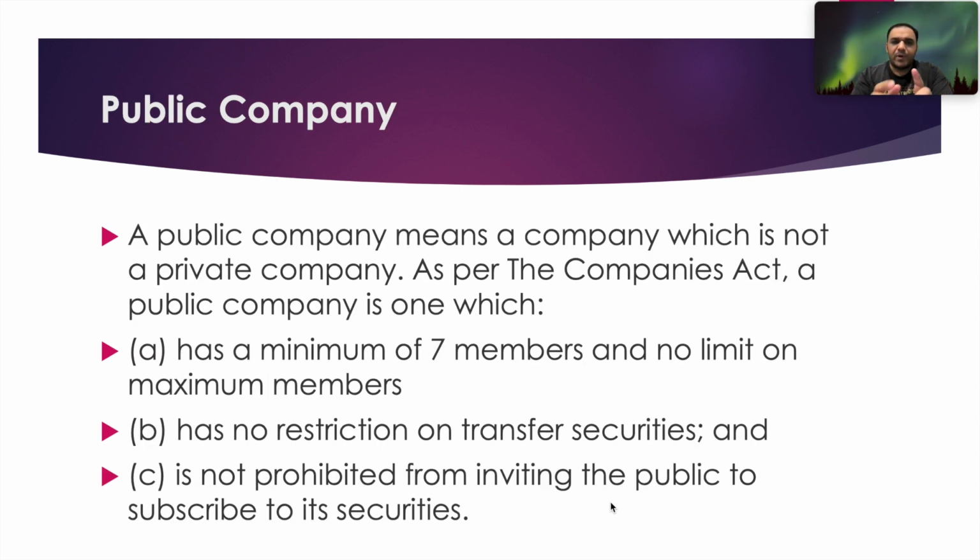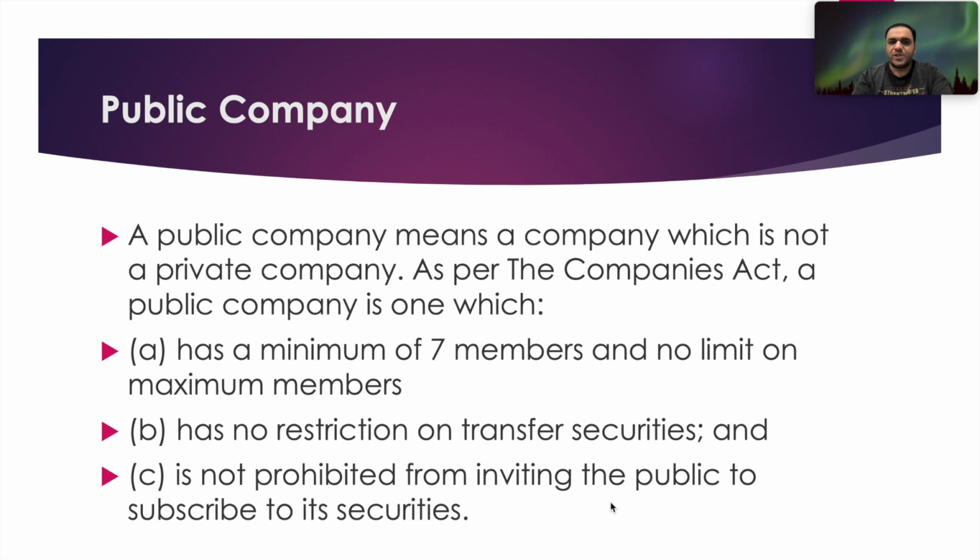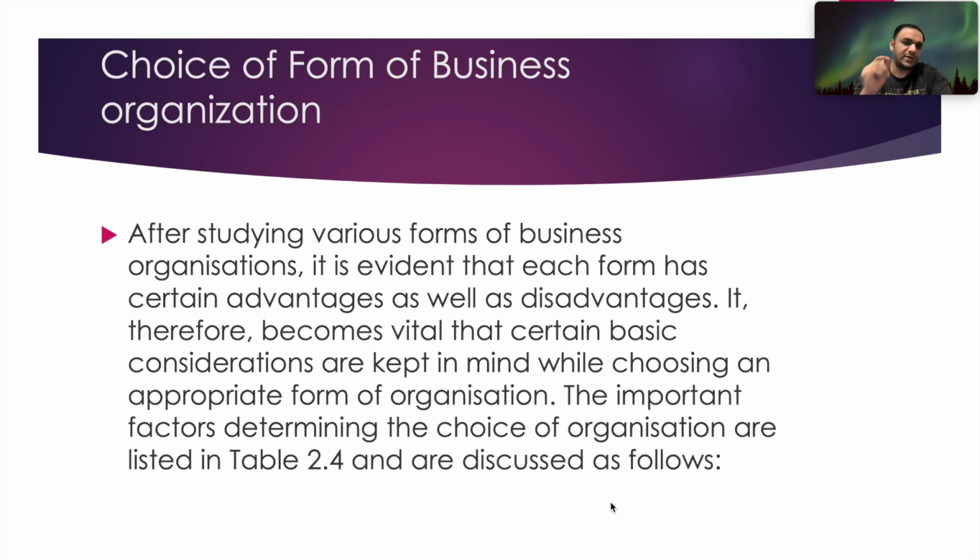Public company. A public company means a company which is not a private company. As per the Companies Act, a public company is one which has a minimum of 7 and no limit of maximum. Many people can join a public limited company, but minimum 7. It has no restriction on transfer of securities. It is not prohibited from inviting the public to subscribe to its securities. Okay, these are the features of a public limited company.